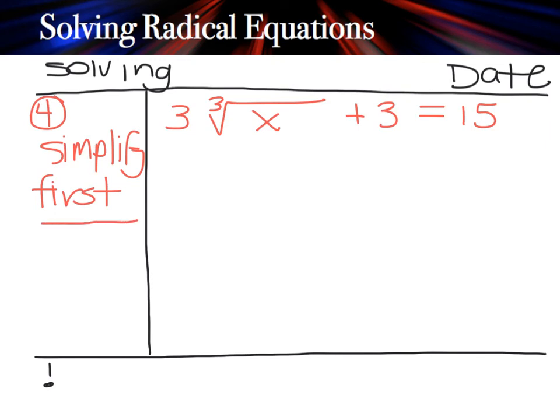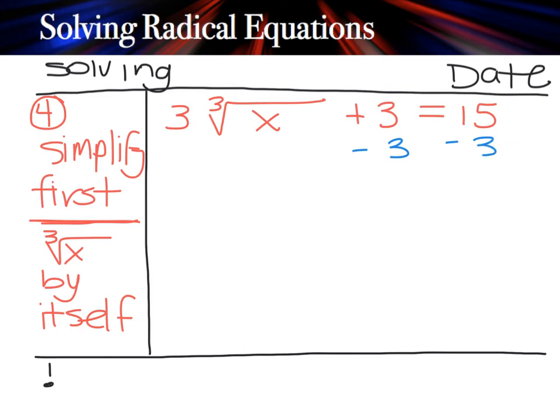The radical should be by itself. Okay, and you can add more to this. I'm just putting a very abbreviated list of keywords. So I'm going to subtract the 3 over, and that'll give me 3 cube root of x equals 12.